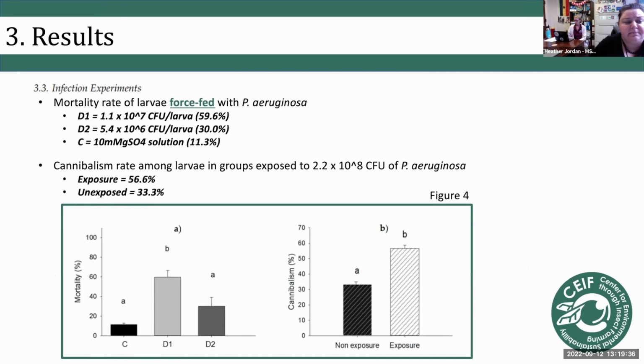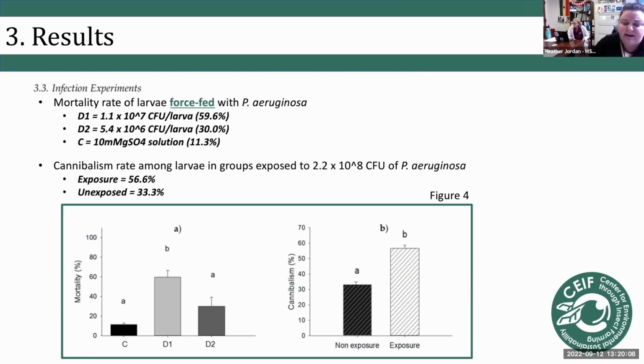For the infection experiments, the mortality rate of larvae for the first one, which was force-fed or OS injection with Pseudomonas aeruginosa, is listed here. On the graph on the left side, we have a control, D1, which was the high dose, and D2, which is the low dose, and the mortality in percentages located along the y-axis. We can see here that the high dose had a mortality rate of 59.6%, and the low dose had a mortality rate of 30%.